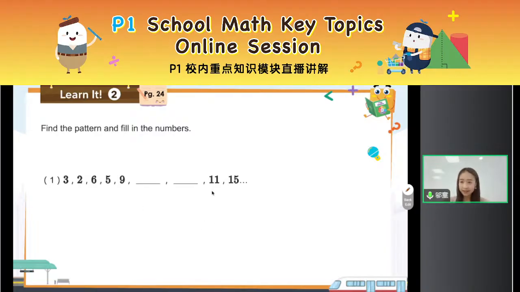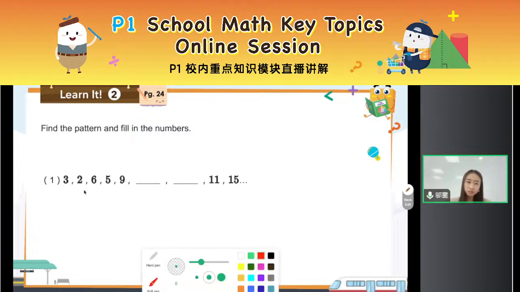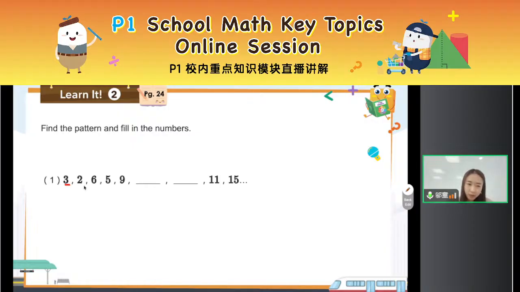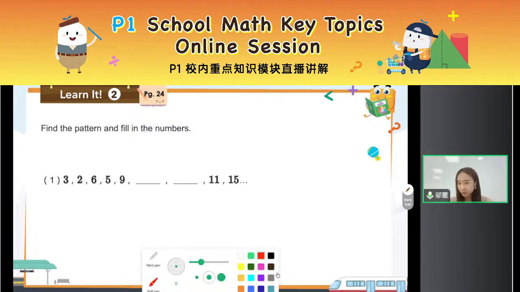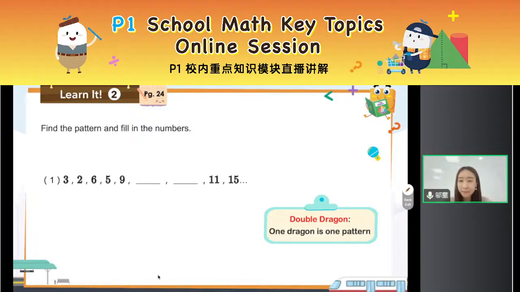Let's feel more from the question here. How can we know that it is a double dragon pattern? Let's see this question: 2, 3, or say 3, 2, 6, 5, 9, 11, 15. Sometimes you realize it's so messy, right? Why is the number a big one, small one, big one, small one, and another big one? It's a bit messy. When you realize the numbers are going up and down, that means how many bridges we are supposed to draw? Yes, it must be a twisting, double dragon pattern.